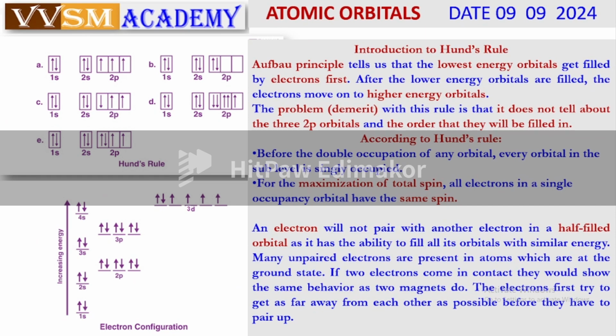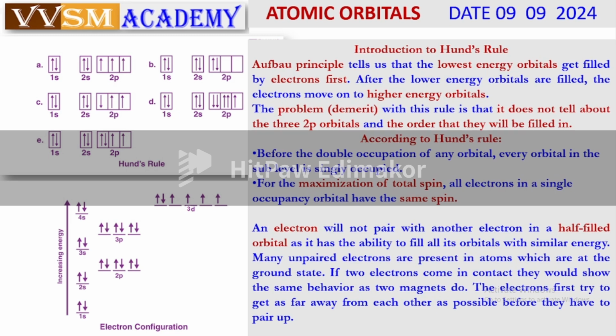Well friends, coming to the introduction to Hund's rule. The Aufbau principle tells us the lowest energy orbitals get filled by electrons first. After the lower energy orbitals are filled, the electrons move on to the higher energy orbitals. The demerit of Hund's rule is that it does not tell about the three 2p orbitals and the order in which they will be filled. According to Hund's rule, before the double occupation of any orbital, every orbital in the sublevel is singly occupied.